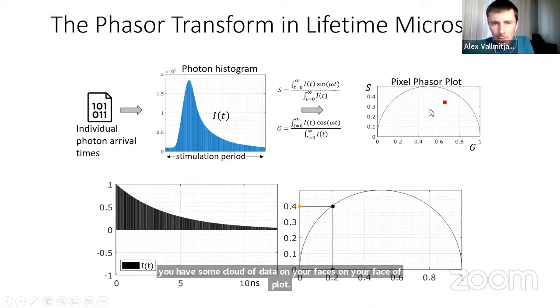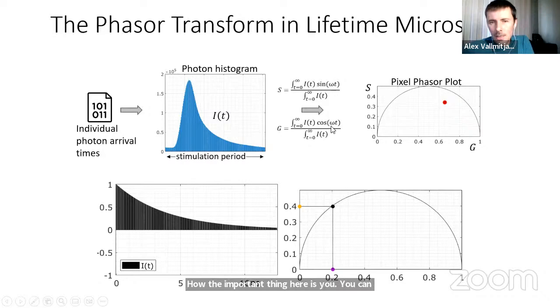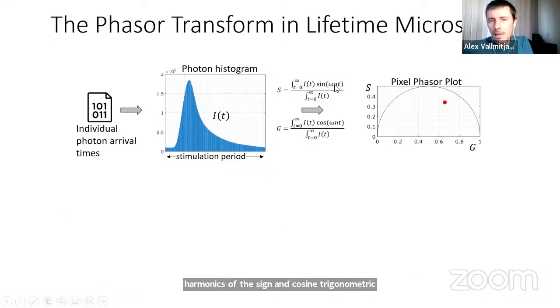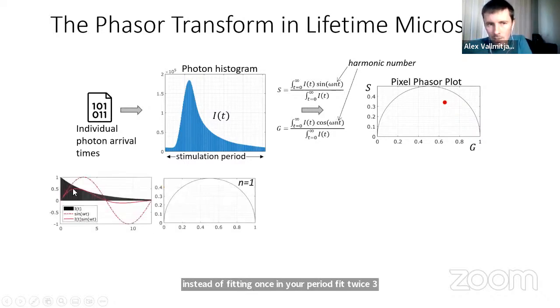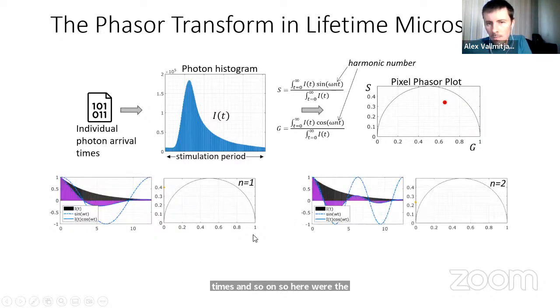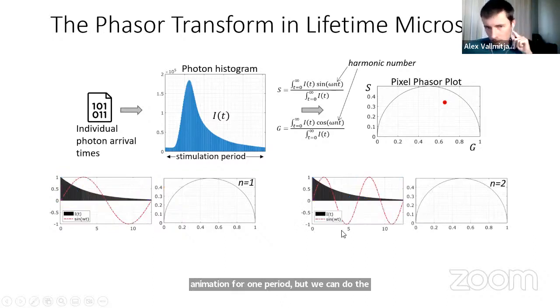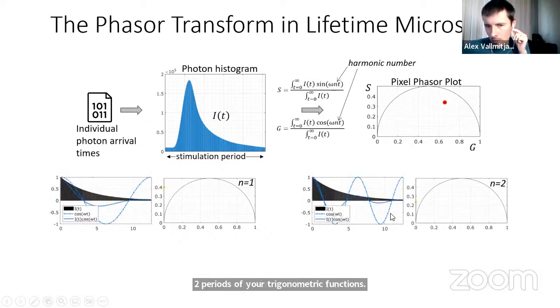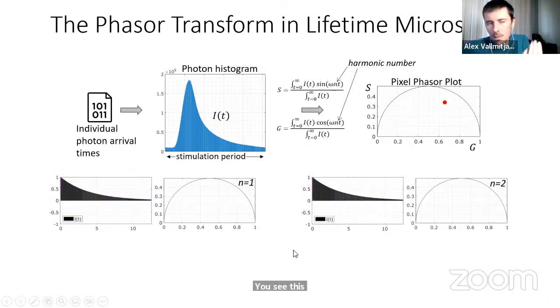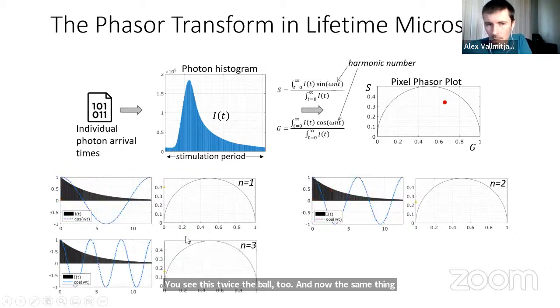Now, the important thing here is you can use higher harmonics of the sine and cosine trigonometric functions. The higher harmonics consist in adding an n number here, so that your sine and cosine functions, instead of fitting once in your period, fit twice, 3 times, and so on. So here was the animation for one period, but we can do the same, adding 2 periods of your trigonometric functions. You see there's twice the bulbs here. And now the same intensity curve maps to a different position on the phasor plot. And you can do the same for 3, 4, and so on.